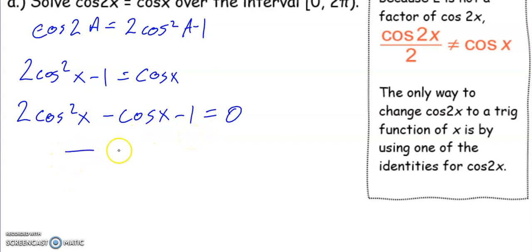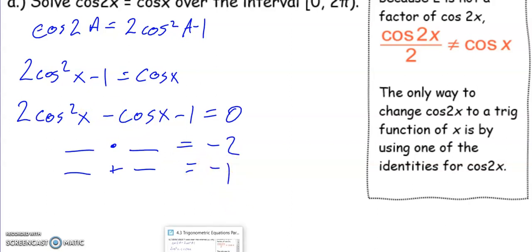So we're going to ask ourselves, what two values multiply? If I do 2 times negative 1, that gives me negative 2. And those same two numbers add to give me the b value, which is negative 1. So if you're having trouble following the factoring, ask me in class and we'll definitely go over some more of these. So what I'm thinking is negative 2 and positive 1. Negative 2 times 1, that's negative 2. Negative 2 plus 1, that's again negative 1.